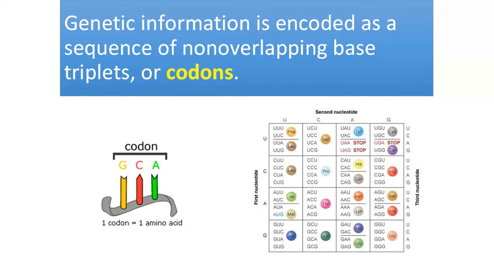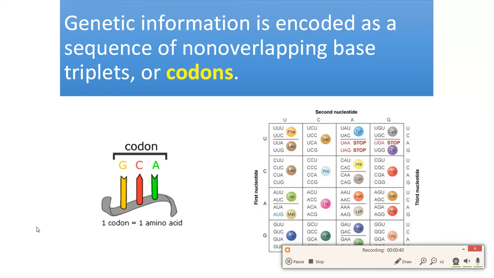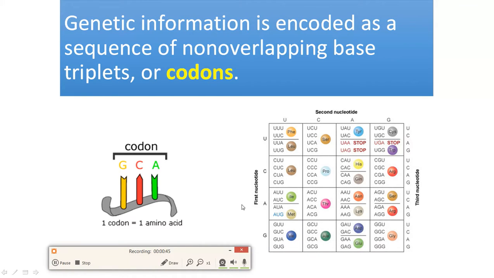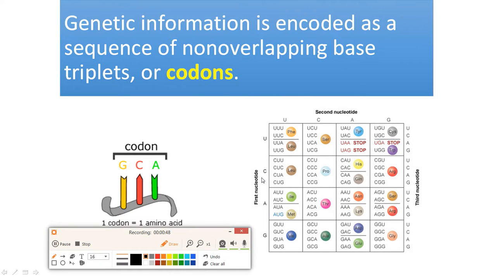Codons are 3 nucleotides on the messenger RNA that code for a specific amino acid. If we look at this chart, GCA, for example, we would look at the first letter, G, down here at the bottom, C at the top, the second nucleotide, and then A, the third nucleotide. That brings us all the way over here. That is the codon for the amino acid alanine.